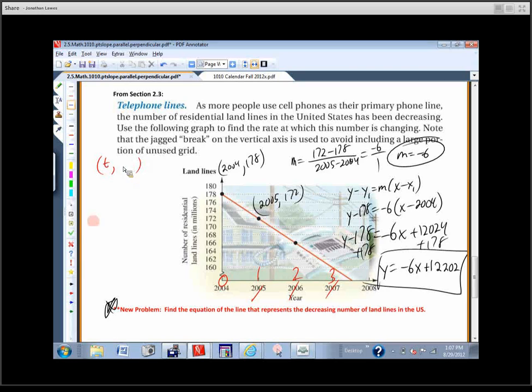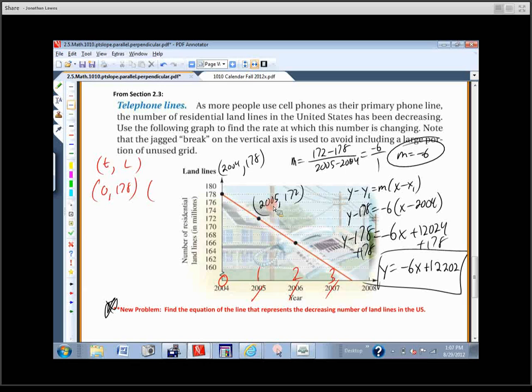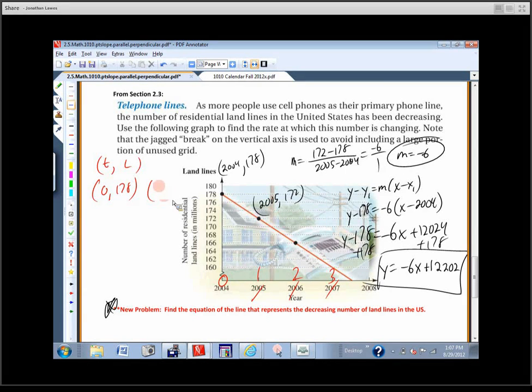Okay? So I'm going to write points that look like this. T, and we'll use, what are we going to use? L for landlines. So this one is going to be 0 and 178. This one is going to be, how many years after 2004 is this? 1 and 172. Now watch real carefully. 172 minus 178 over 1 minus 0. Still get negative 6, right?